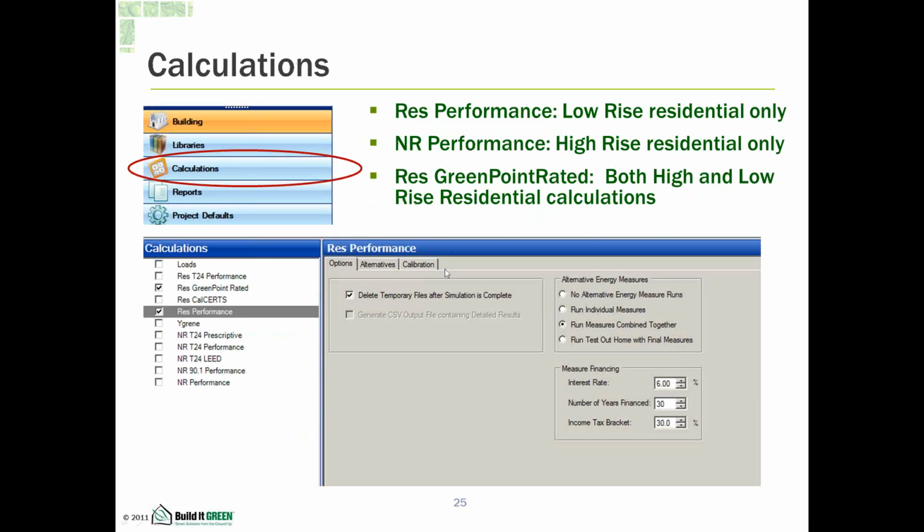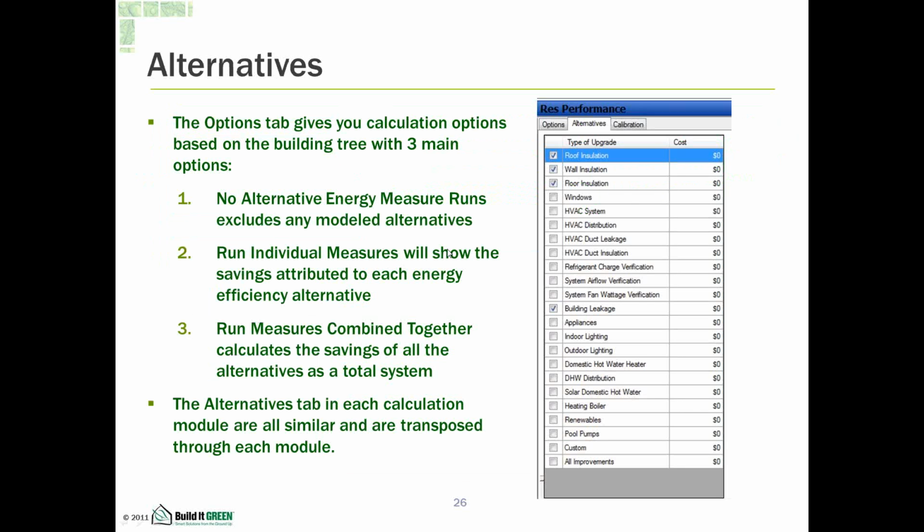Going back, when you click on the calculations, you can see a bunch of different tabs. On the options tab, we're going to click this radio button, the run measures combined together. If you want, you can go into this level of detail, but it won't make any difference for your savings calculations or your compliance calculations. It's just more for reporting for your clients. If you're doing any type of finance calculations, you can put that in. But we're going to make sure this run measures combined together is selected, and we're going to click the alternatives tab.